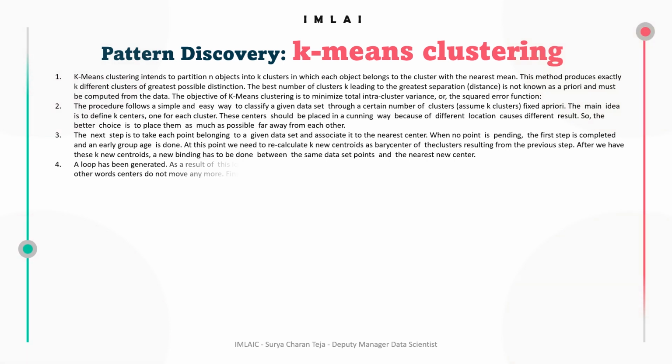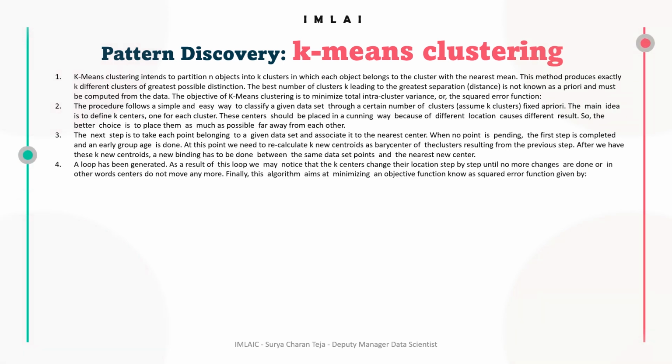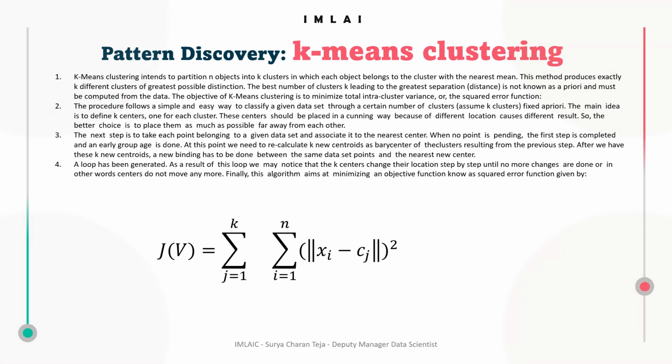Finally, this algorithm aims at minimizing an objective function known as the squared error function, which can be given by the following equation. J of V is what we call the objective function. We want to minimize this objective function to get a proper result. That is the main aim of this algorithm: to minimize an objective function, which is nothing but the squared error function.